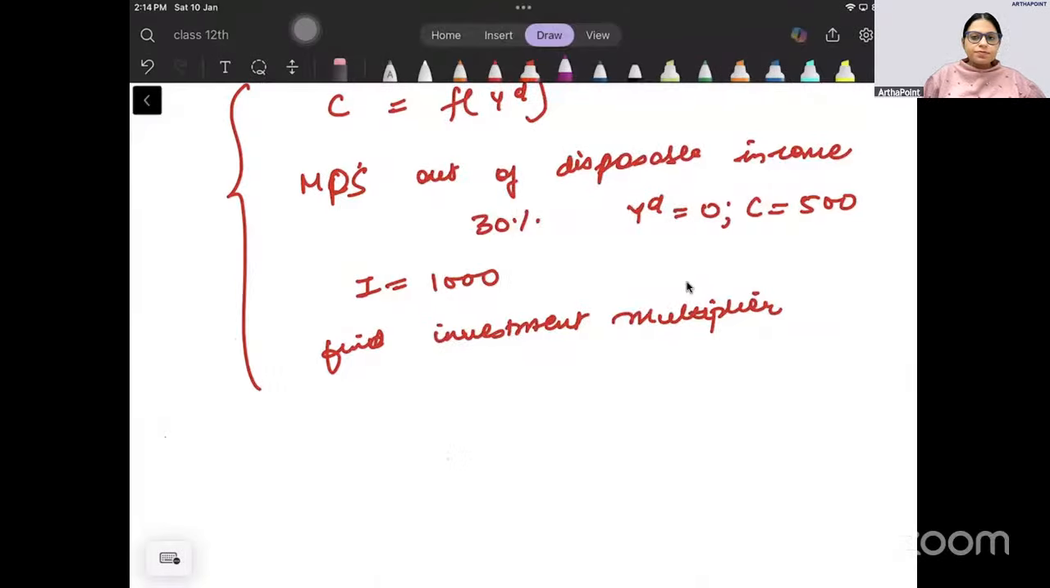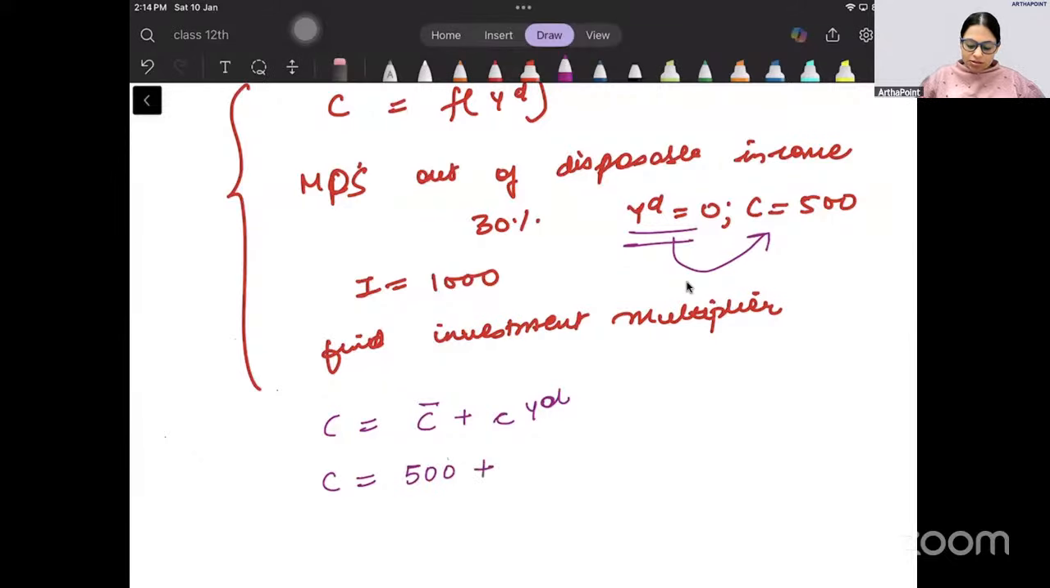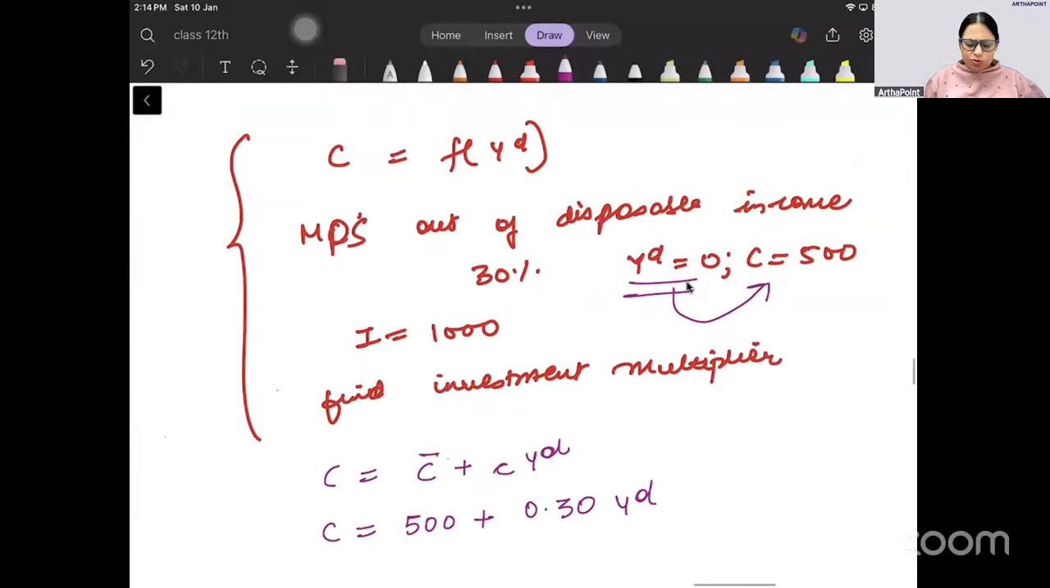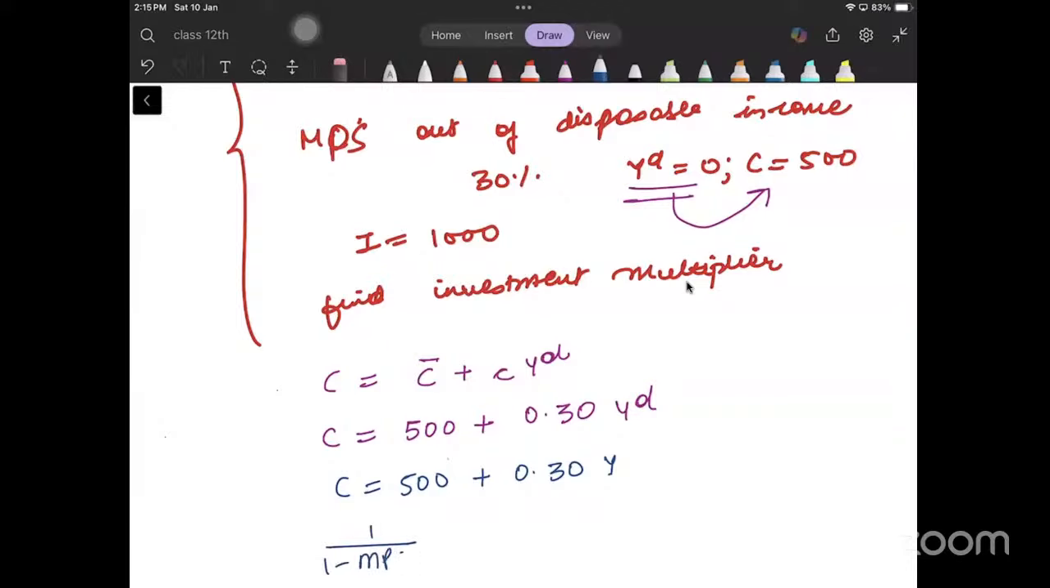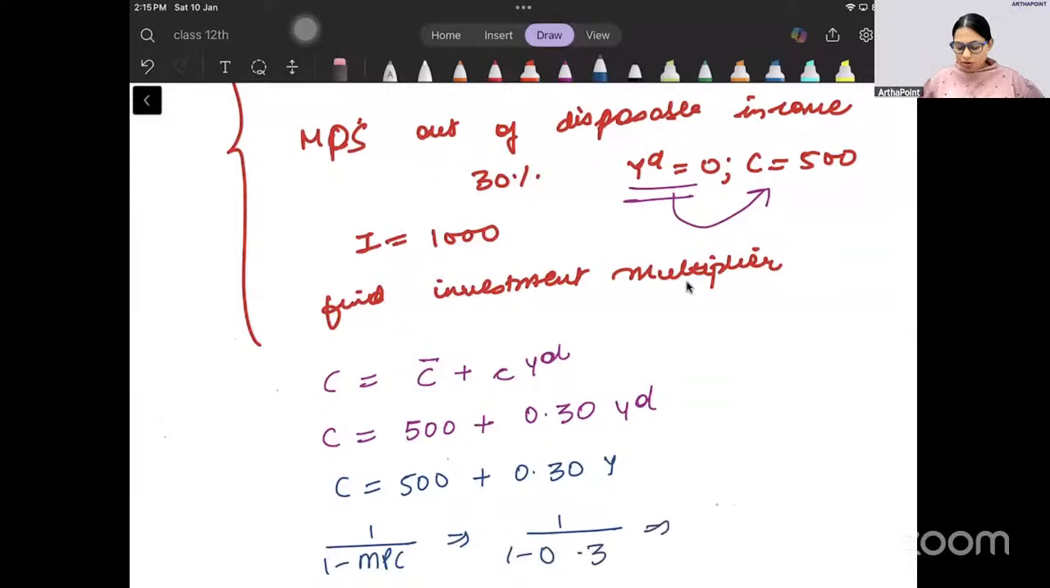So how do we find this? It says C is equal to C bar plus small c yd. When disposable income is 0, consumption is 500. So C is equal to 500 plus 0.30 disposable income, right? Now, there is no tax given to us, which means disposable income and income are the same. So we can say C is equal to 500 plus 0.30 income. So simply, I know that the investment multiplier is 1 upon 1 minus 0.3, 1 upon 0.7, 10 by 7. That's it.